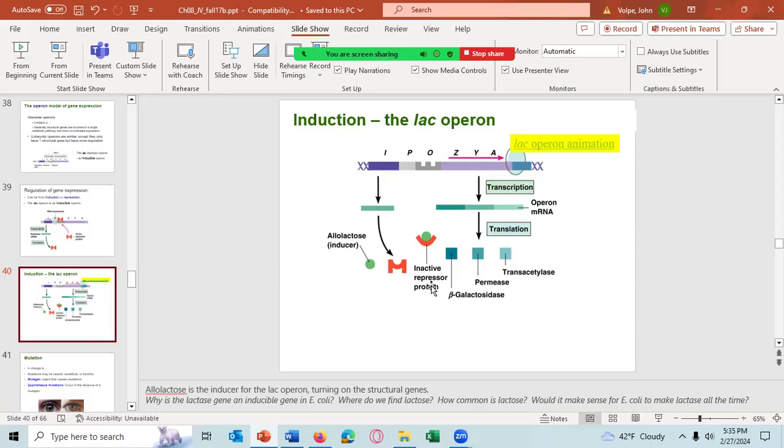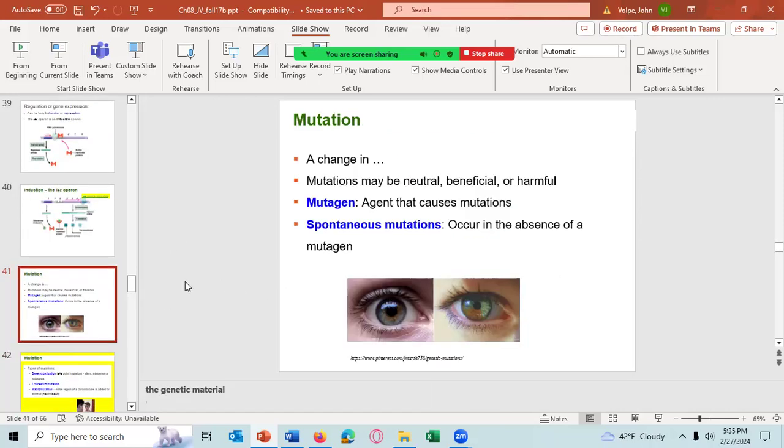We're going to talk about mutations. A mutation is a change in the genetic material, such as a change in the sequence of the DNA. Mutations may be neutral, beneficial, or harmful. And I will point out that not very many mutations are beneficial, meaning that it's fairly rare when a mutation is beneficial.